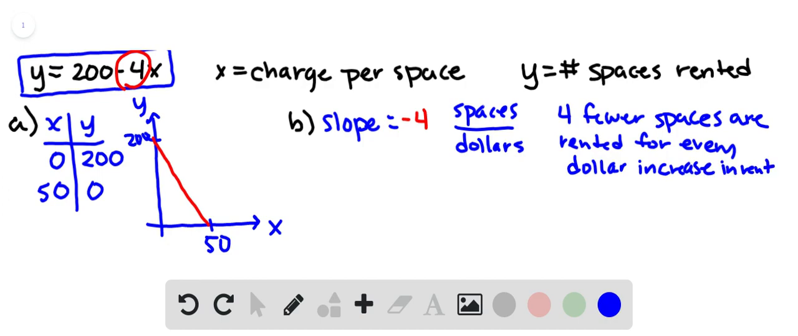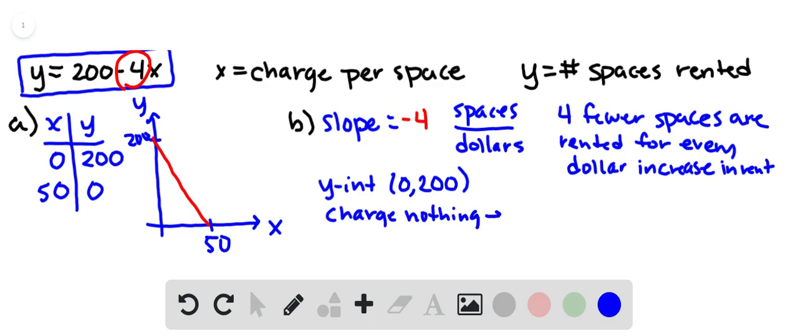Okay, now how about the y-intercept? So the y-intercept we already looked at a little bit. It's the point 0, 200, and that would be the point where the charge per space was nothing. If he charges nothing, he will rent 200 spaces. Perhaps that means he has 200 spaces.